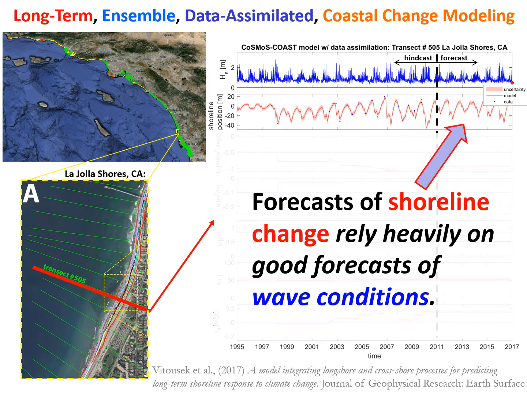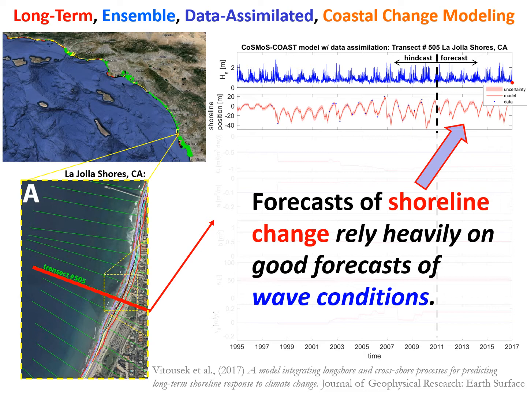We have some measurements, which you see at these blue dots along this transect. And this model assimilates that data to try to tune its model parameters and come up with the best prediction of shoreline change at this given location. And because the model is assimilating all this data, it does a pretty good job of capturing the actual observations of shoreline change at this location.